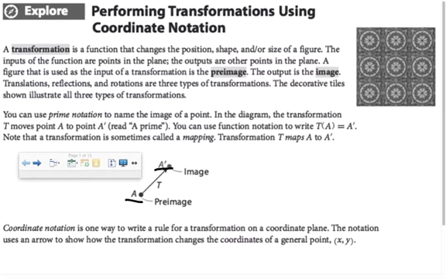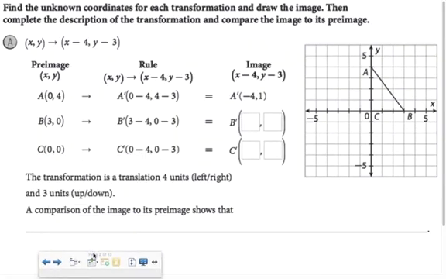A lot of the transformations that we're going to be doing will happen using coordinate notation. So let's take a look at doing a transformation using that coordinate notation. In this transformation, we see that x comma y will be transformed to x minus 4 comma y minus 3. They have this nice, neat table set up for us where we have our pre-image points, the x comma y. We have the rule that is describing what is happening to each x comma y. And then we have a column for where our image will land.